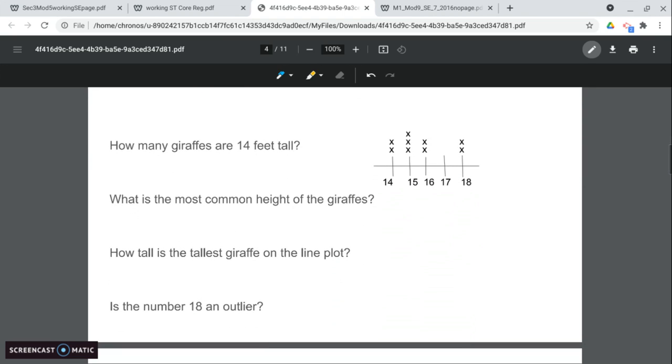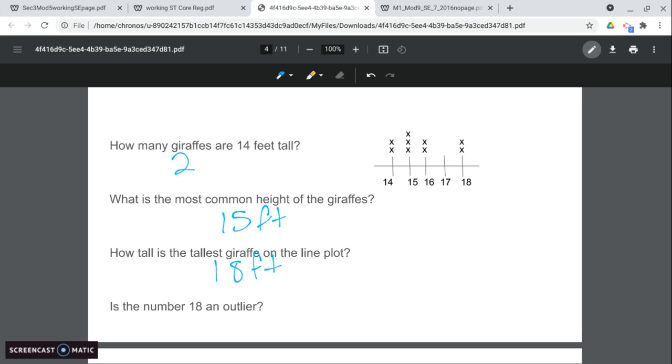All right, so here we have a line plot already created. How many giraffes are 14 feet tall? If we look, we've got 2 X's, so that means there would be 2 that are 14 feet tall. What's the most common height among the giraffes? Look for the one that has the most. That'd be 15 feet. How tall is the tallest giraffe on the line plot? That'd be our 18 feet.